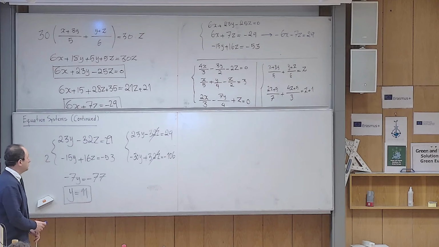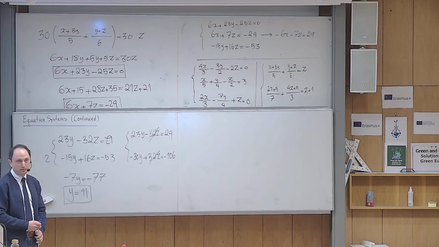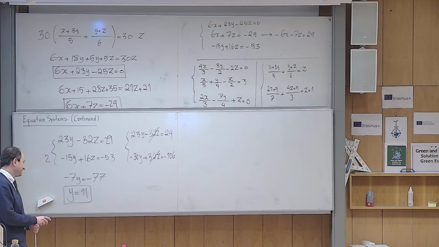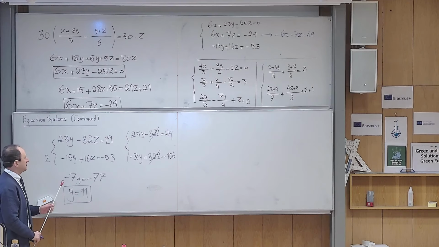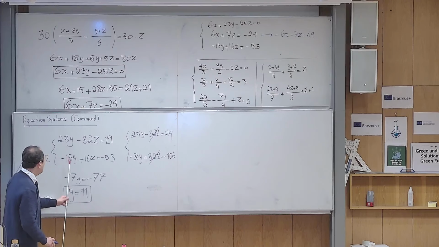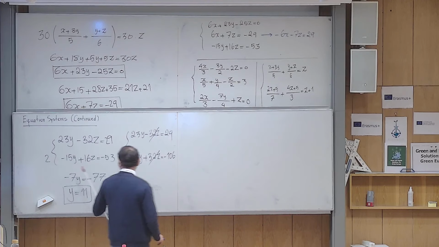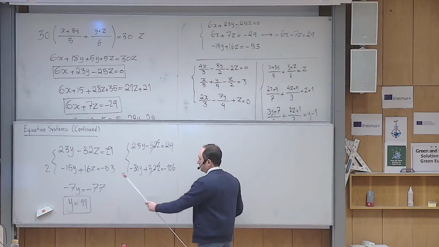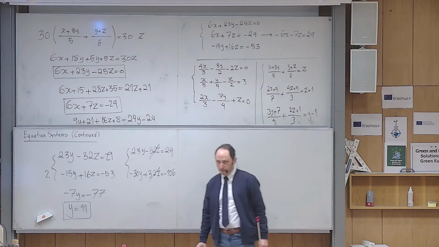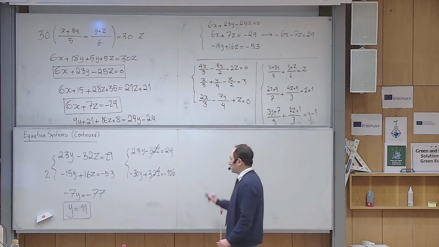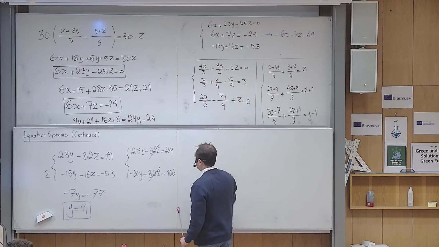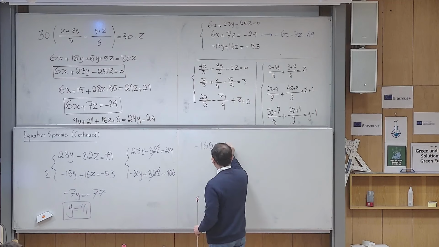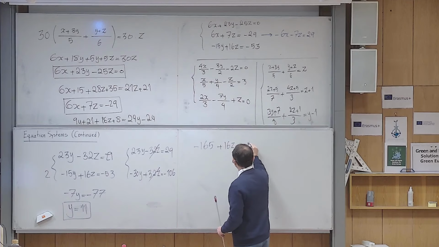And now you are extremely happy. Minus? No, because minus minus becomes positive. You're lucky, yes? Okay, and then I want to find my z. So which equation do you prefer? Hopefully you prefer this one. So I put 11 there. What do I get? Minus 15 times 11 is minus 165. And then 16z is equal to minus 53.